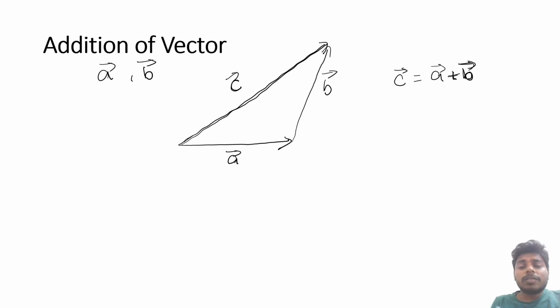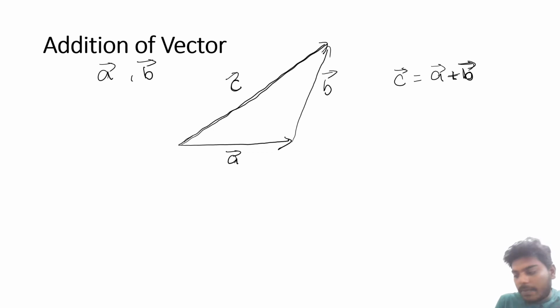Okay, the length of the c vector is the magnitude of this vector, and whatever angle the c vector makes with the a vector is the direction of the c vector. That is how we were doing it in the triangle rule of addition. We will do the same, nothing will change here, but with a little bit of manipulation of the vector.